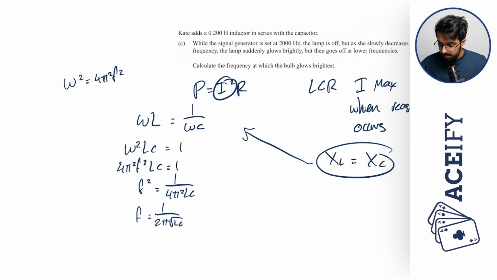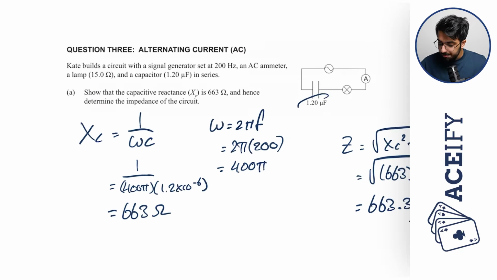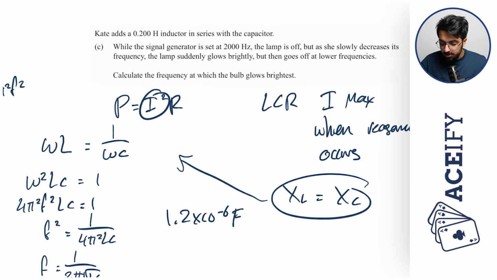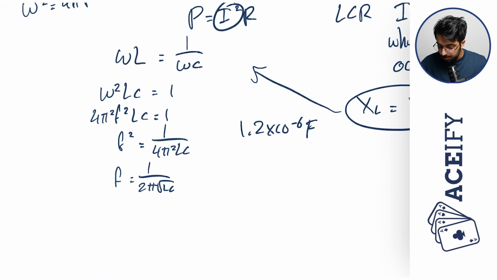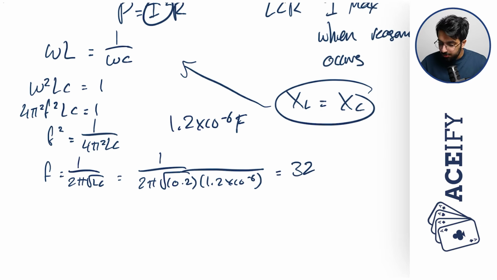We know our capacitance is equal to 1.2 times 10 to the negative 6 farads. That's given all the way up here, okay? And we are given our inductance of 0.2, and so we can simply plug in our numbers: 1 all over 2 pi square root of 0.2 times 1.2 times 10 to the negative 6. And this gives a frequency of 324.87 Hz. There we go.